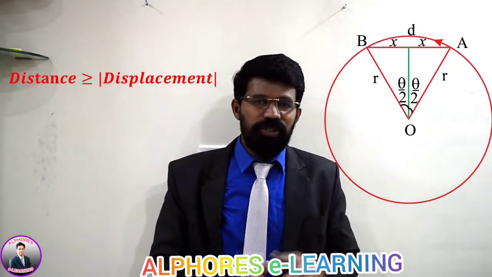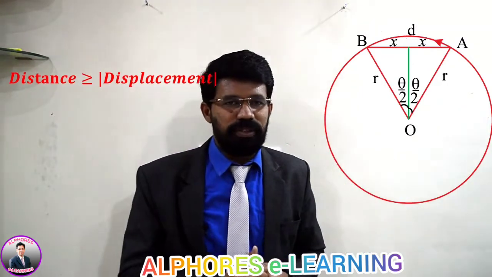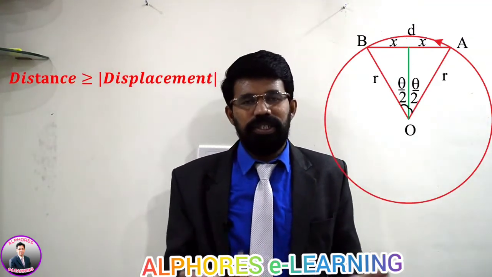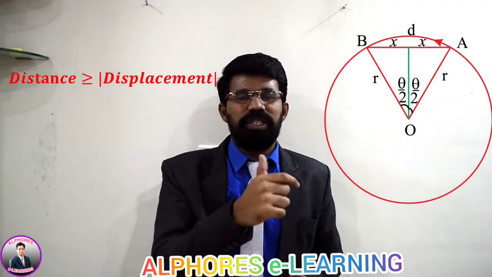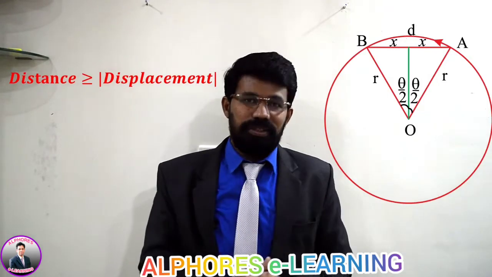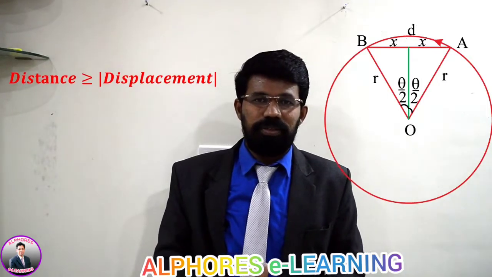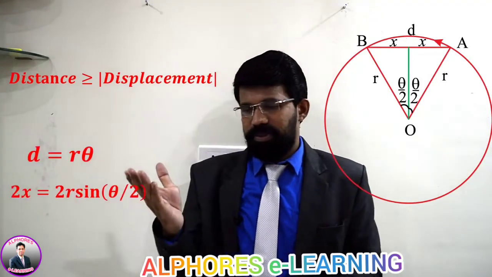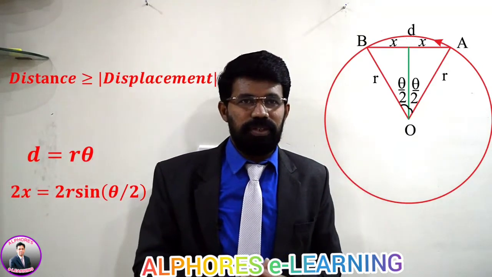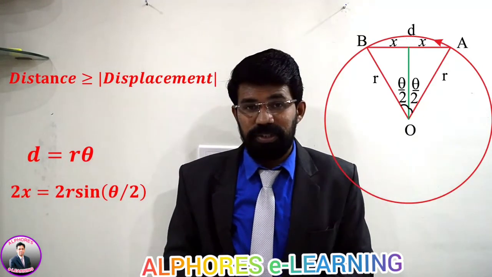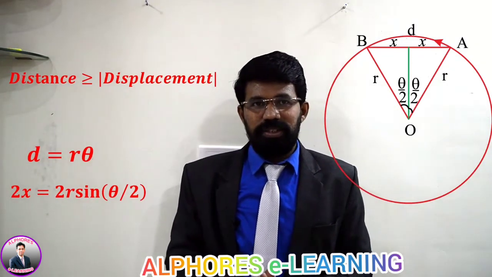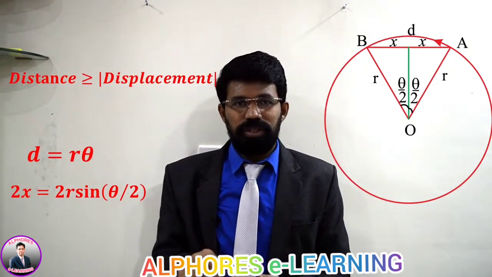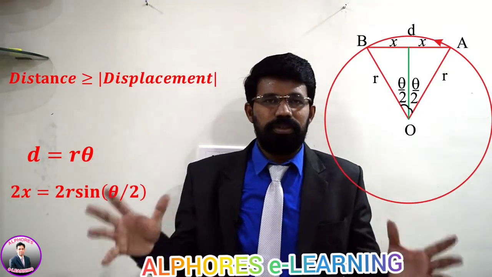As you see in the diagram, 2x is the displacement. And the distance is the arc length from A to B, which is subtending an angle theta. Distance is d = r theta, where r is the radius of the circular path, and the displacement 2x is equal to 2r sine of theta by 2. So these are some key points connected with distance and displacement that you should remember.